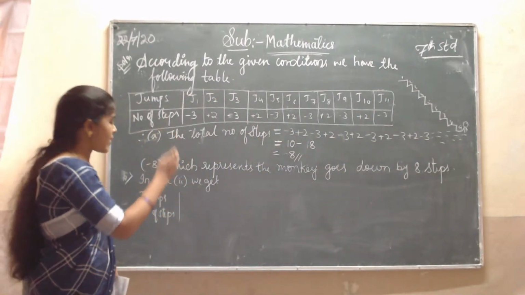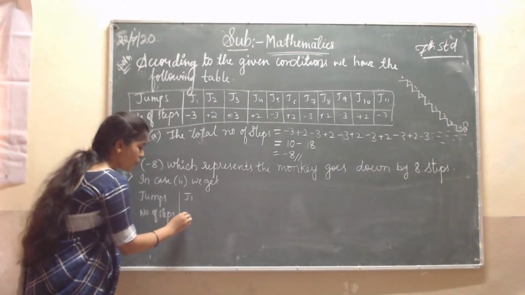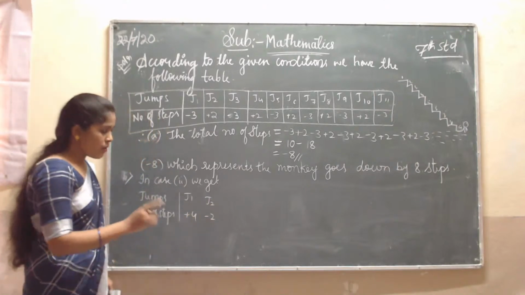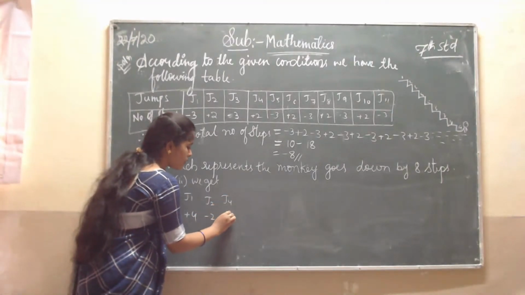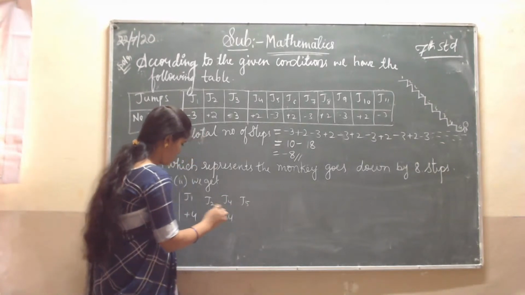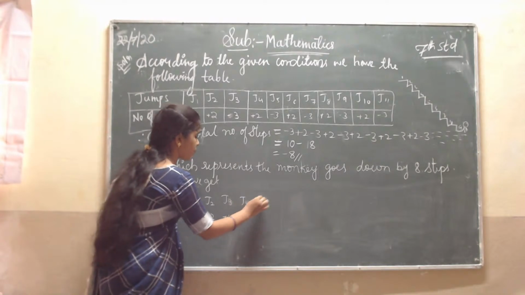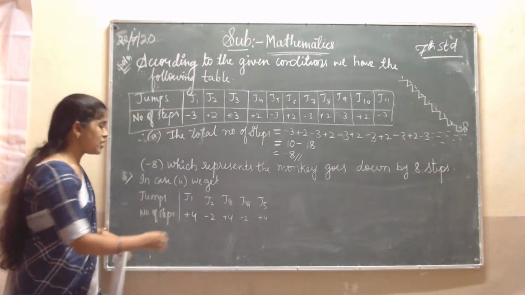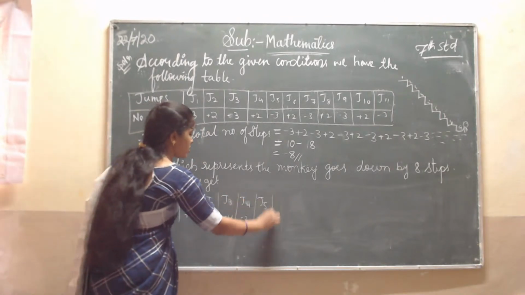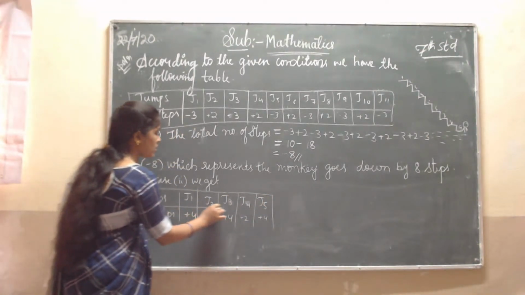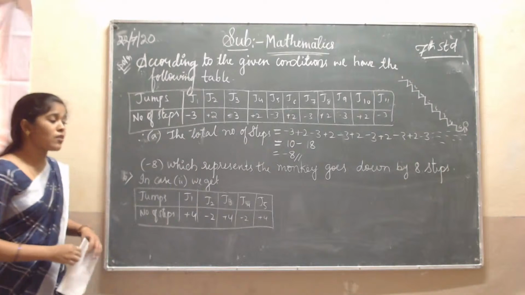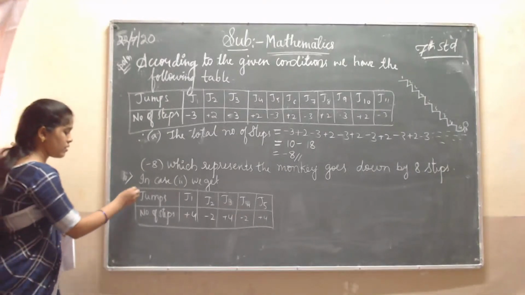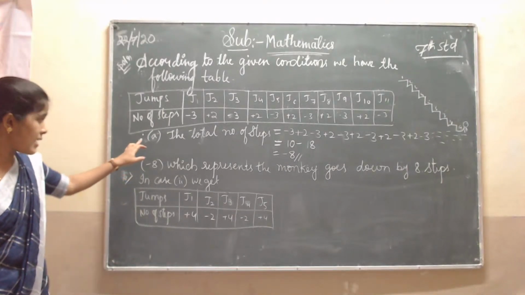He jumped 4 steps up, J1, 4 steps up, and then 2 steps down. Then 4 steps up, 2 steps down, then 4 steps up. Then at the 5th jump, the monkey is on the topmost step. The monkey is on the topmost step. This we have solved in the second way. Now, see here. Similarly, same like this.